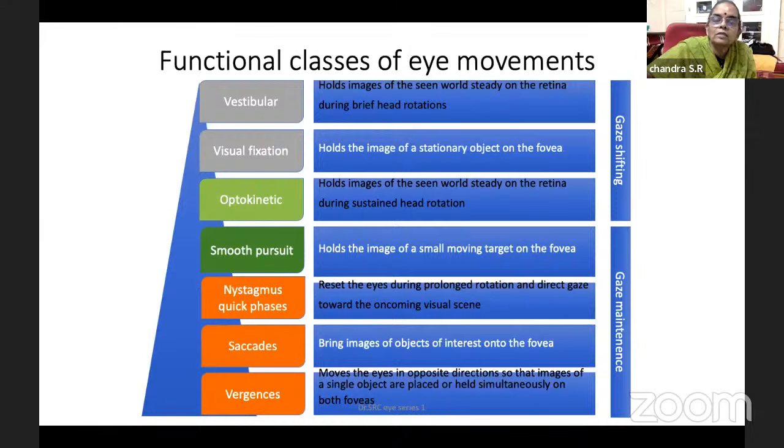So now we will see what these are. What is vestibular movement? It holds images of the seen world steadily on the retina during brief head rotation. In the endolymph, you have stereocilia and kinocilia. They bend when the head rotates, and this bend produces electricity that is carried through the vestibulocochlear nerve to the cerebellum, and that becomes a mathematical formula to assess head rotation.